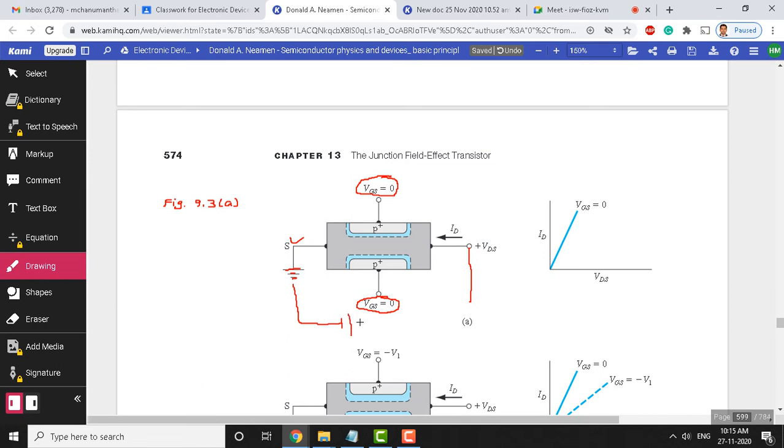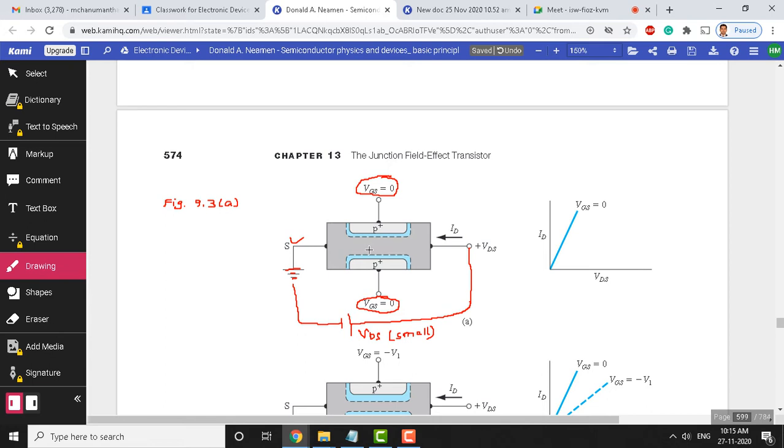It is something like this. Though we have not shown the battery here, we apply a voltage here. This voltage is VDS, and this VDS will be very small. We are not applying a large drain source voltage. Now, what happens within the channel region here?